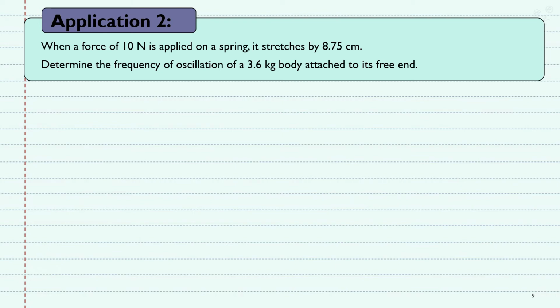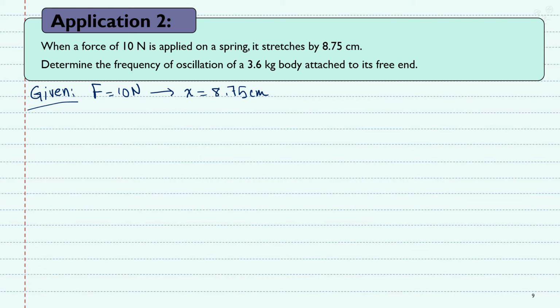So again, we need to identify what we're given and what we need to find. We are given some information about force being 10 newtons and the corresponding elongation x being 8.75 centimeters. We know that elongation and stretching should be expressed in SI as meters, but there's no harm in keeping it in centimeters unless the value is going to be used in another calculation. We'll come to that later.